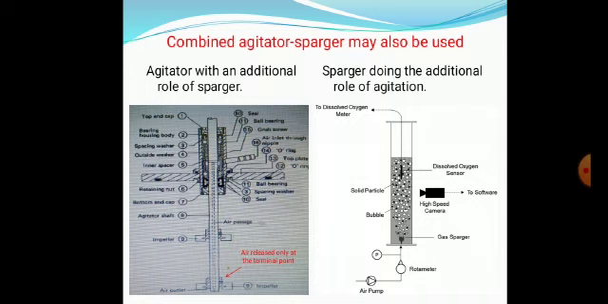Agitator with an additional role of sparger. What does it mean? See, in the first diagram I put agitator separate, aerator separate. All till now you have studied like that. In some industries, agitator and aerator, one pipe only will do the work of both. In the first example you can see the agitator is also playing the role of sparger. It is a true agitator. From the top it is hanging into the medium, but that tube is a hollow tube. Hollow tube means in the tube air is getting passed.